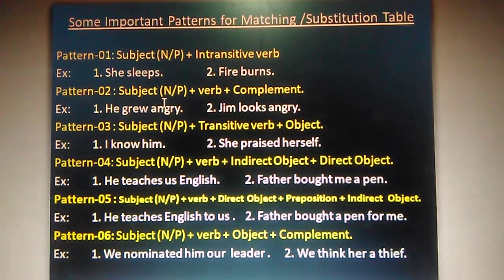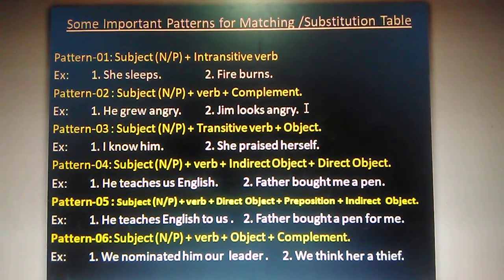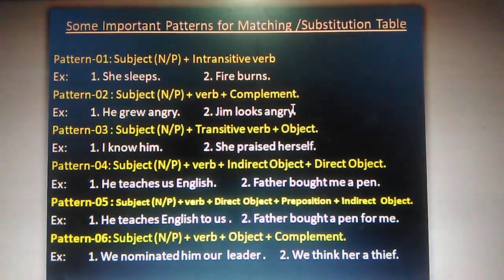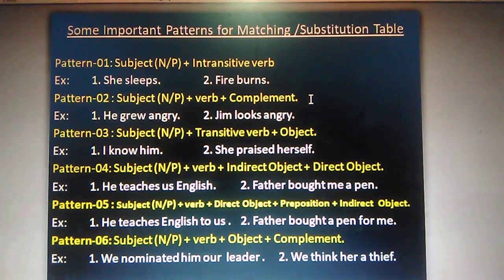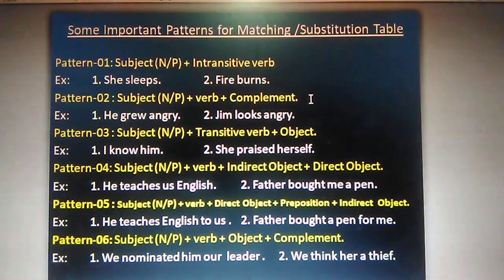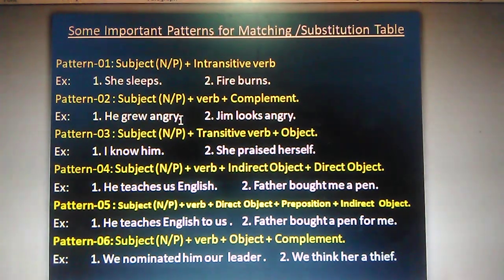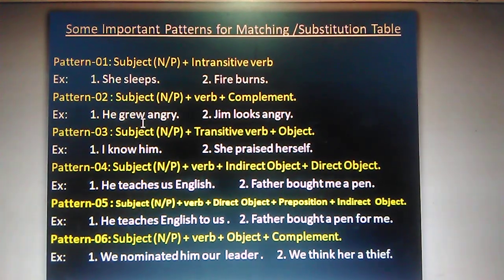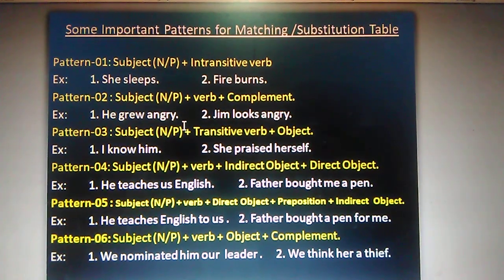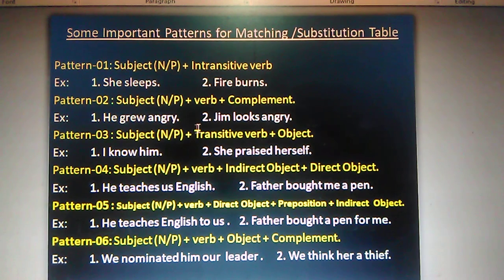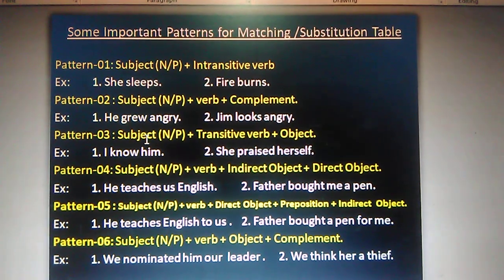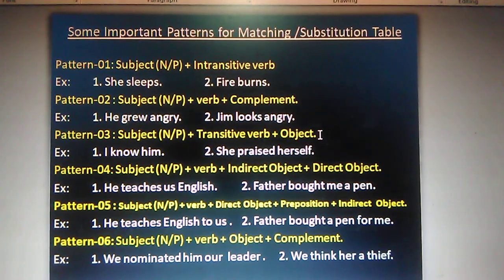Pattern 2, subject plus verb plus complement. Subject, you know, is a noun or pronoun. Verb, you also know, is the main verb. And complement: if you don't put in the extra information, then the meaning of the sentence will be incomplete. He grew angry. If you write only 'he grew', the meaning is incomplete. So if you write 'angry', then it is complete. That is why angry is the complement of the verb grew. He grew angry. Jim looks what? Angry.